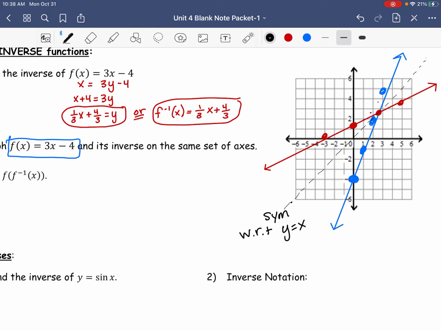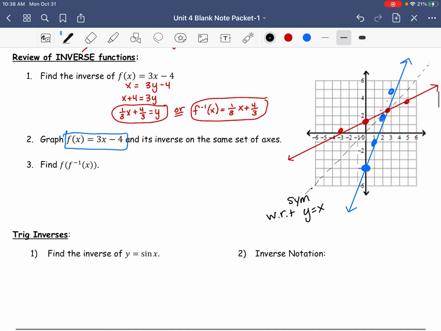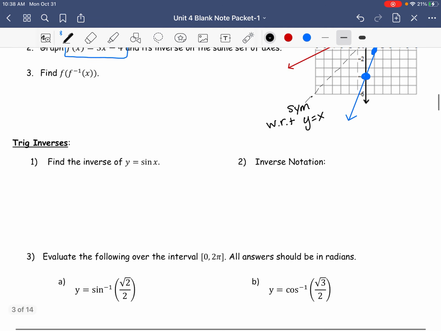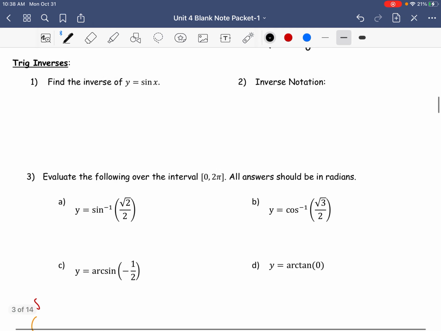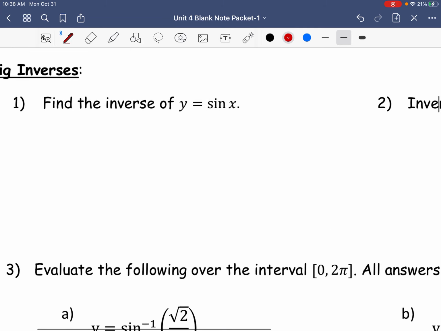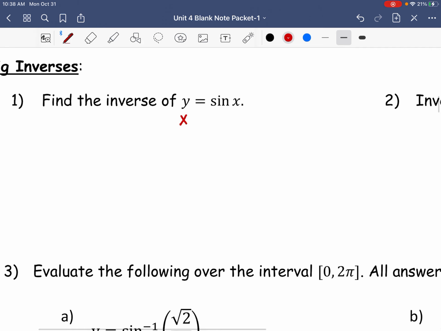Okay, so that was a little bit of a review of inverses of functions. We did that last year in Algebra 2. We're not going to do number 3 right now. We're going to skip down to trig inverses, which is really what the lesson of today is about. So problem 1 here says, find the inverse of y equals the sine of x. So I'm going to switch places. So I'm going to start off by saying x equals the sine of y.